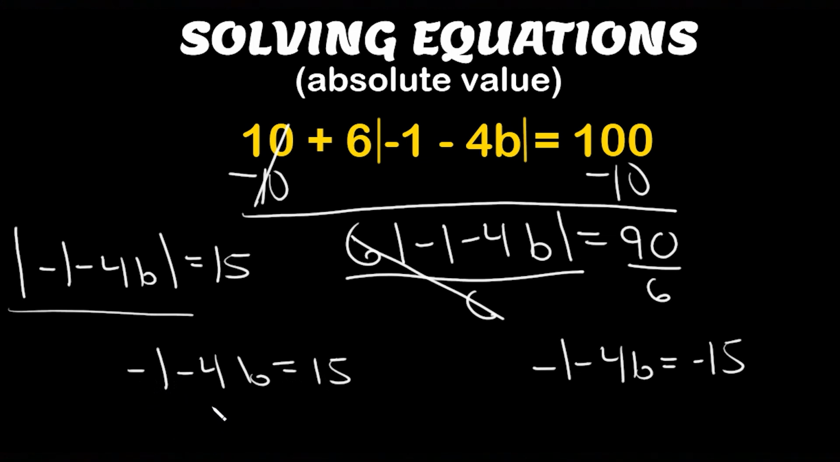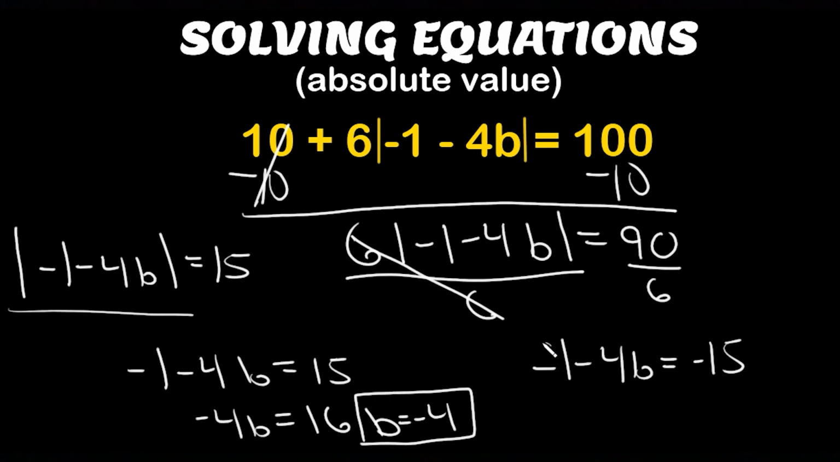So just simplifying this down real quick, I get negative 4b equal to positive 16. So I can see here I'm going to divide both sides by negative 4. I get b is equal to negative 4. 16 divided by negative 4 is negative 4, right? So b is equal to negative 4. So that one's solved, okay?